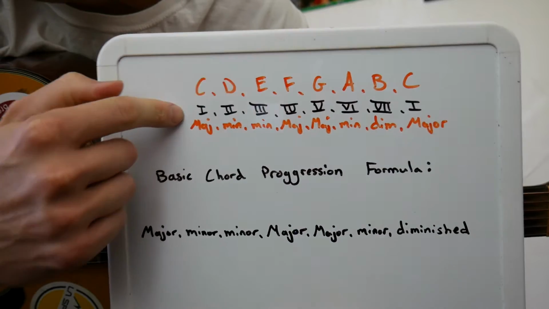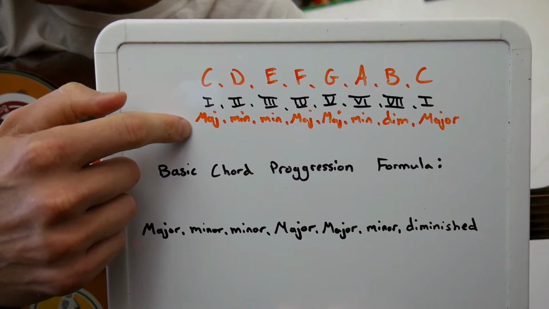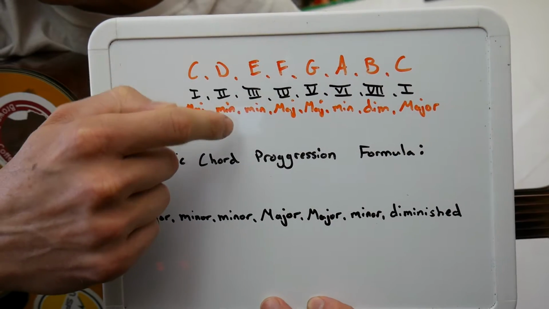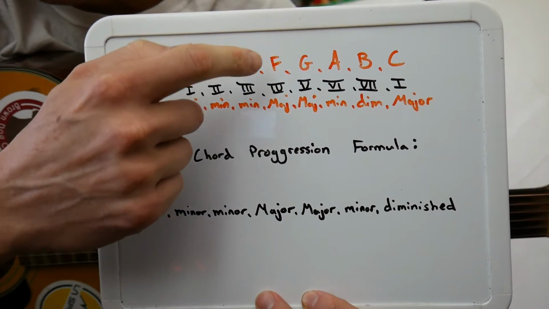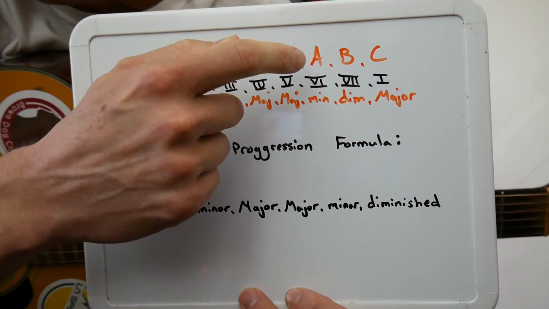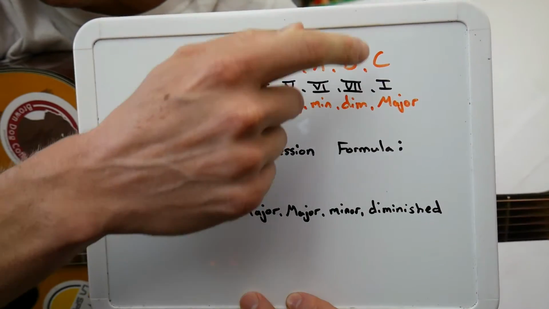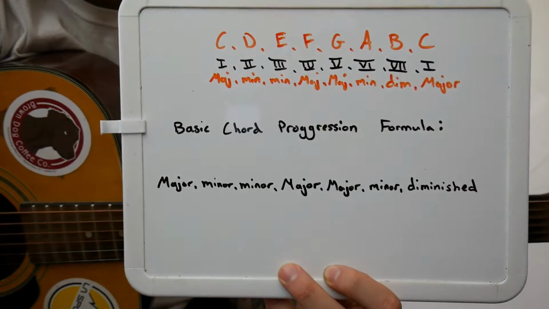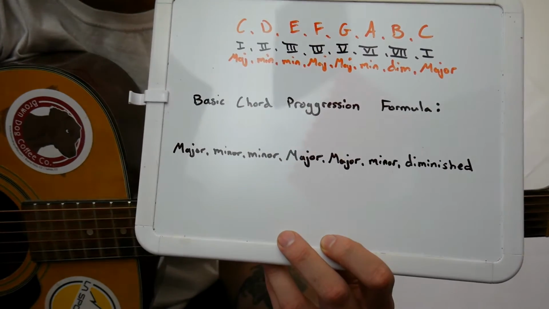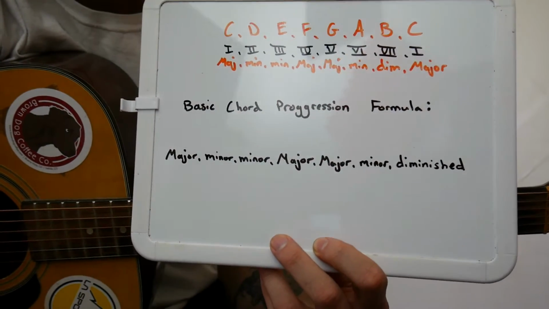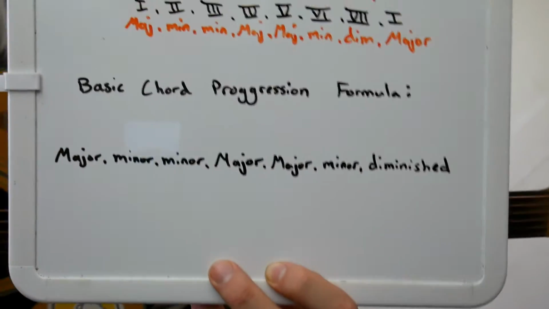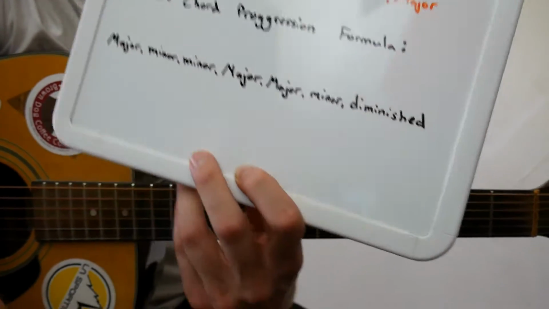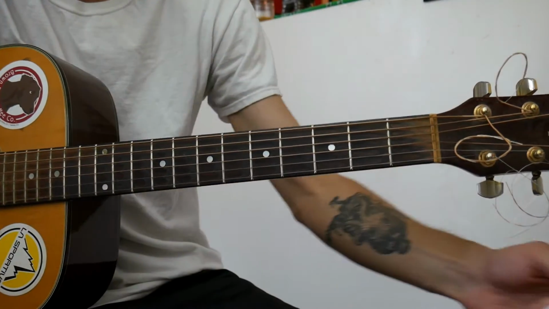So under 1, you start applying it. Under the C, you got major, D's minor, E minor, F major, G major, A minor, B diminished, and then it goes back to C major. So that chord progression, major, minor, minor, major, major, minor, diminished, is the formula. Okay, it's very important to write that down. And let's take a look at how it works.